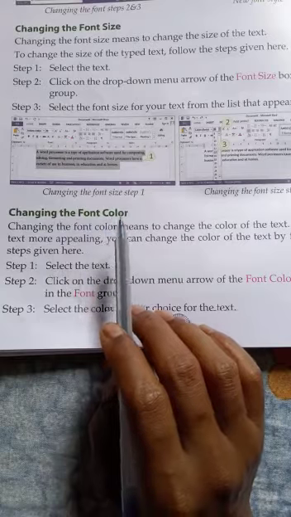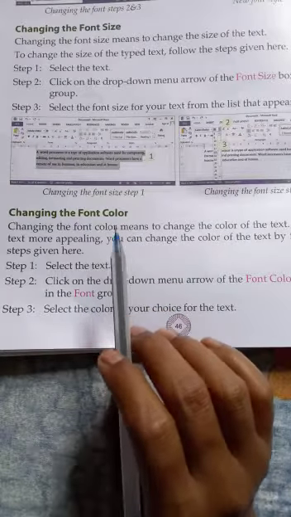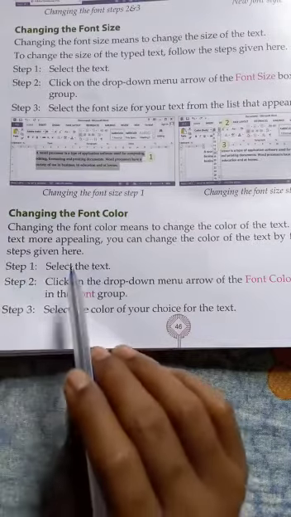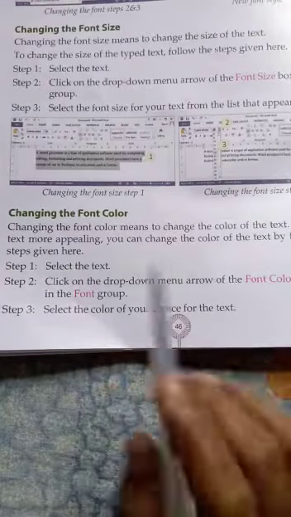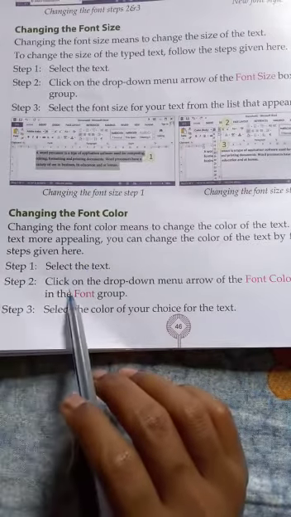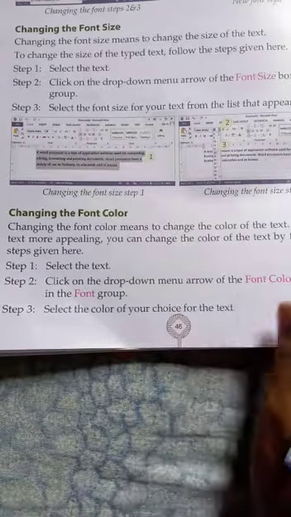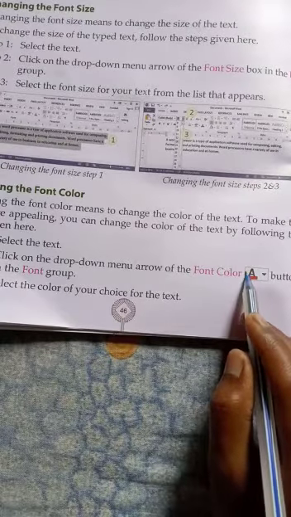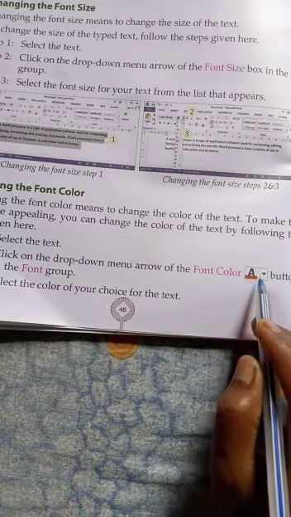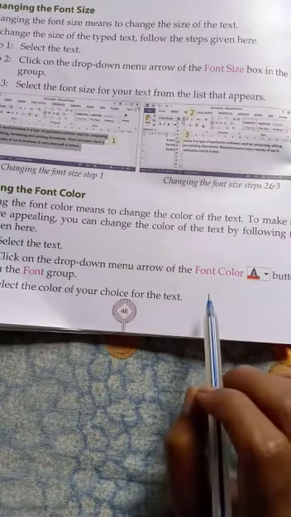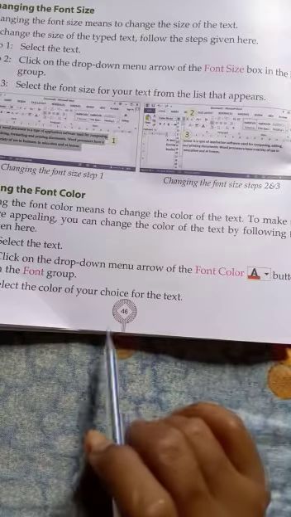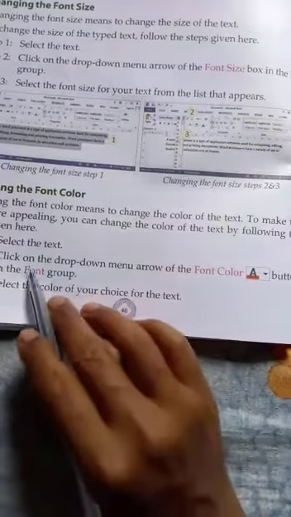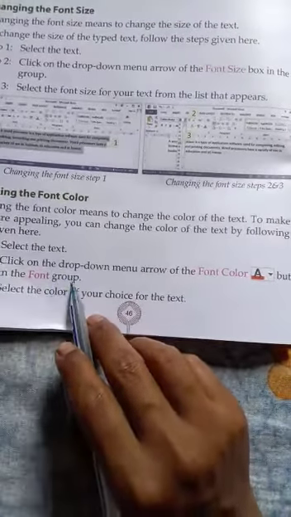Now changing the font color. How can you change the color of the text? Okay, step 1, select the text. Your first step is select the text. Step 2, click on the drop down menu arrow of the font color. It is the option of font color or symbol of font color. So click on the drop down menu arrow of the font color button in the font group.